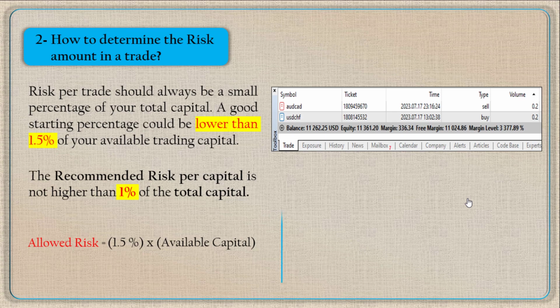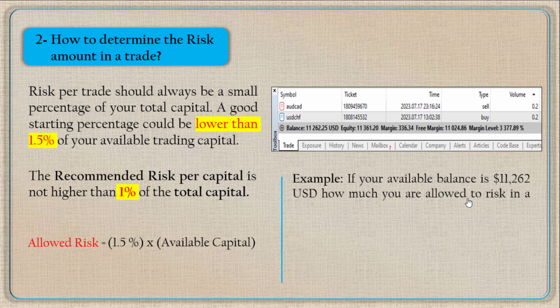So let me give you an example here. Example: if your available balance is 11,262 USD, how much are you allowed to risk in a trade? This example is from my current balance. Here you also see a part of my balance, 11,262, which is from my actual account. So the answer: I use this formula, allowed risk equals 1% of my available capital, which is equal to 169 US dollars. It means that for this capital or balance that I have, if I place an order, I'm not allowed to risk more than 169 US dollars.